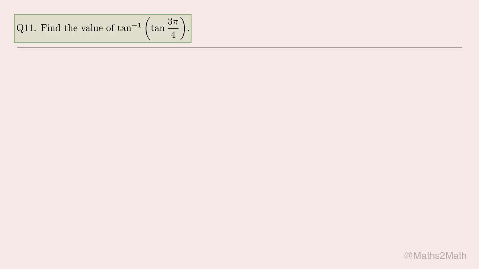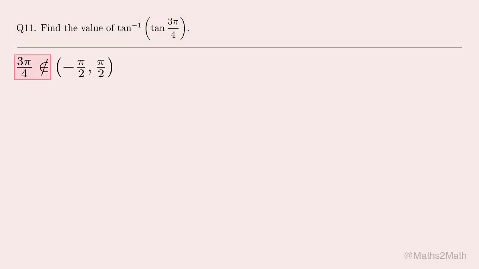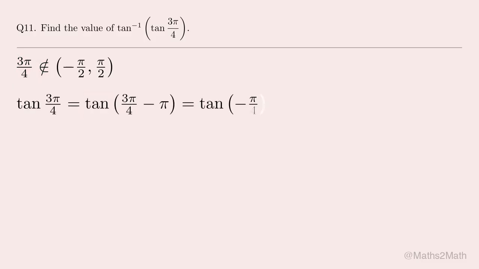Question 11, the same trap with tangent. 3 pi by 4 is outside tan inverse's branch. The principal branch of tan inverse is the open interval minus pi by 2 to pi by 2, and 3 pi by 4 is not in it. Tan of 3 pi by 4 equals tan of 3 pi by 4 minus pi, which is tan of minus pi by 4. Minus pi by 4 is inside the branch, so that is our answer.